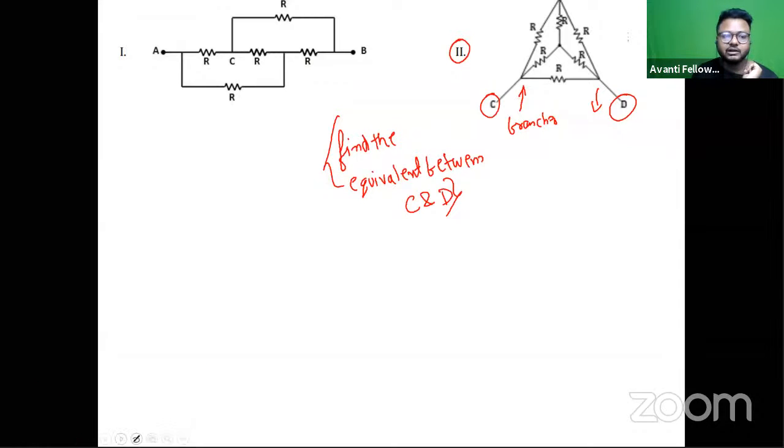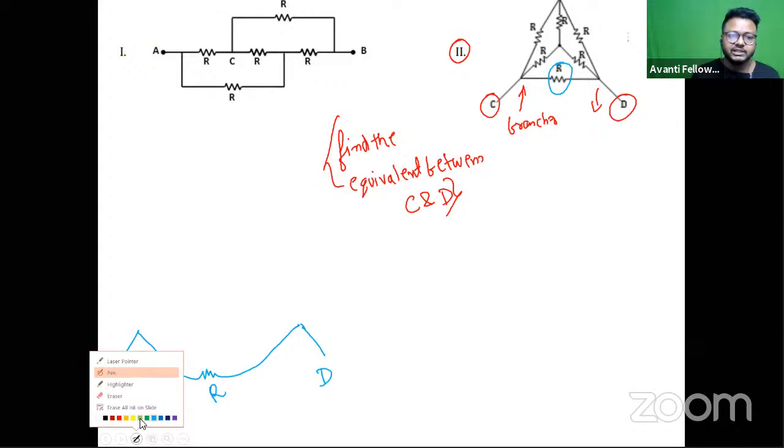I'll give you an idea how to visualize it, because visualization is the important parameter in current electricity. If you cannot visualize the stuff, you will find it really tough. So see, this is my C, this is my D, right? From C to D, I have one resistance, which is my resistance R. This is my point C, this is my point D. Can you see the upper part, how it is looking?